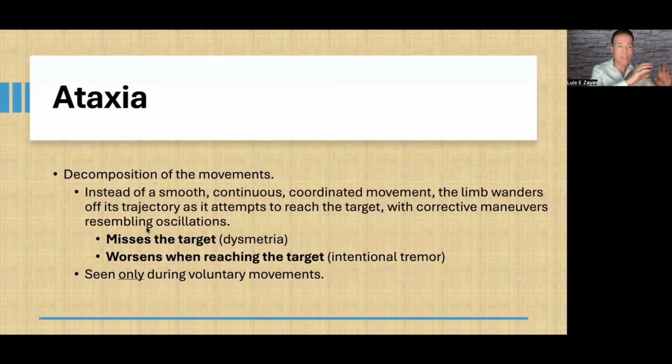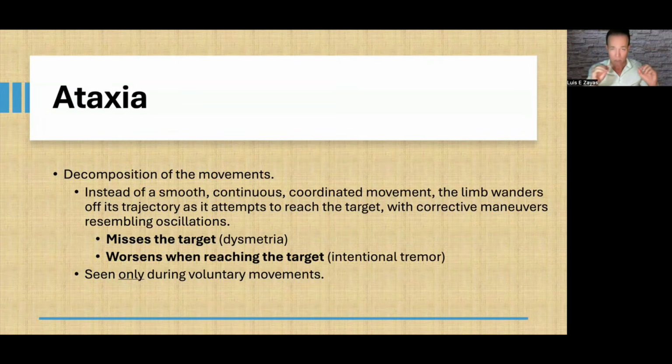Ataxia is the decomposition of the movement. So instead of having a smooth, continuous, coordinated movement, you have this movement that wanders trying to reach the target, in different axes. So you have different axes, not just one axis. You go like this, trying to get the target. We call that missing the target. In medical terms, we call that dysmetria. And you have intentional tremors. Intentional tremor means the terminal tremor.